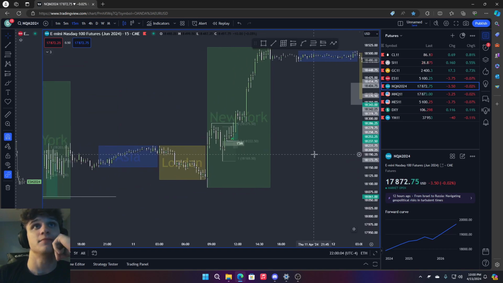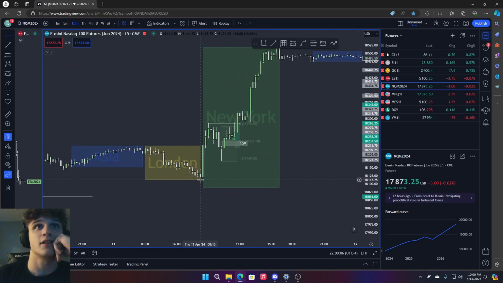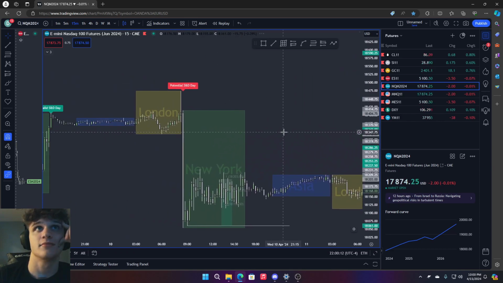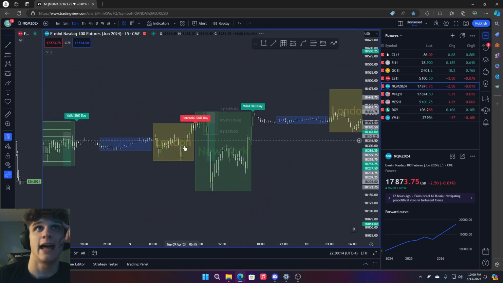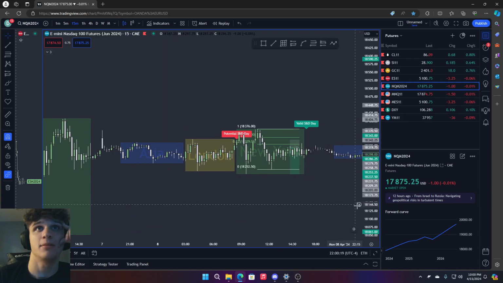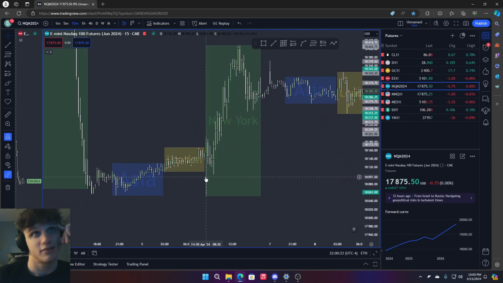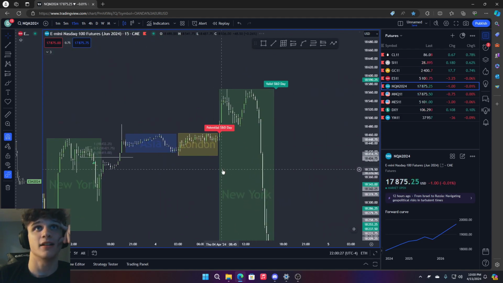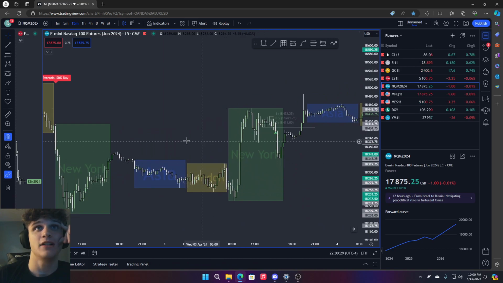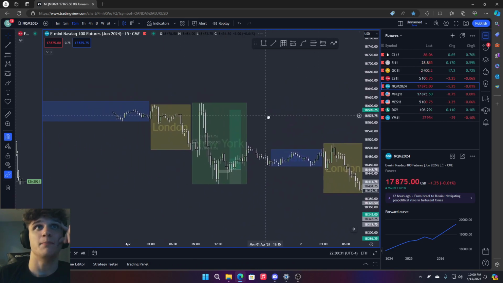But let's look at this one. Comes down, takes this low, right? Comes right back up, takes this high. That's one. Doesn't happen here. Happens here. Comes up, takes high. Comes down, takes low. Happens here. Comes up, takes high. Comes down, takes low. Happens here. Comes down, takes this low. Comes up, takes that high. Happens here.